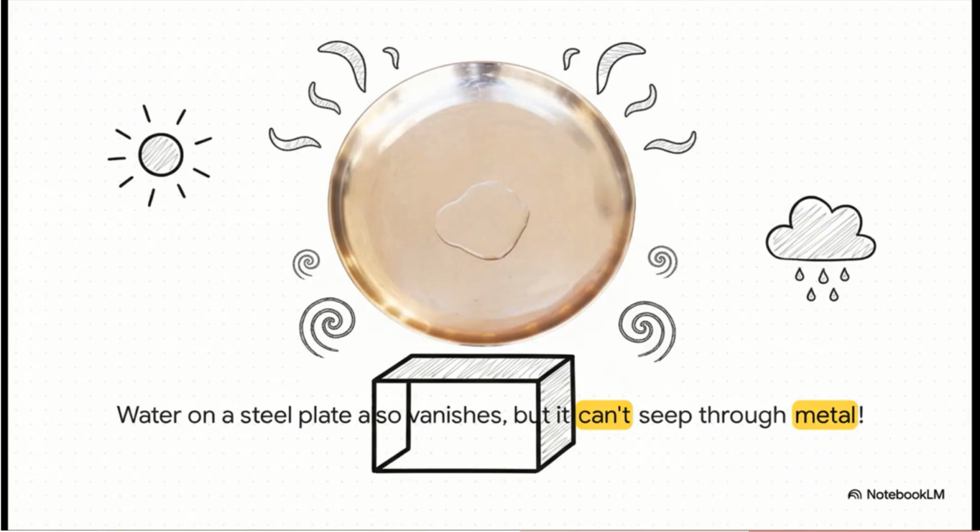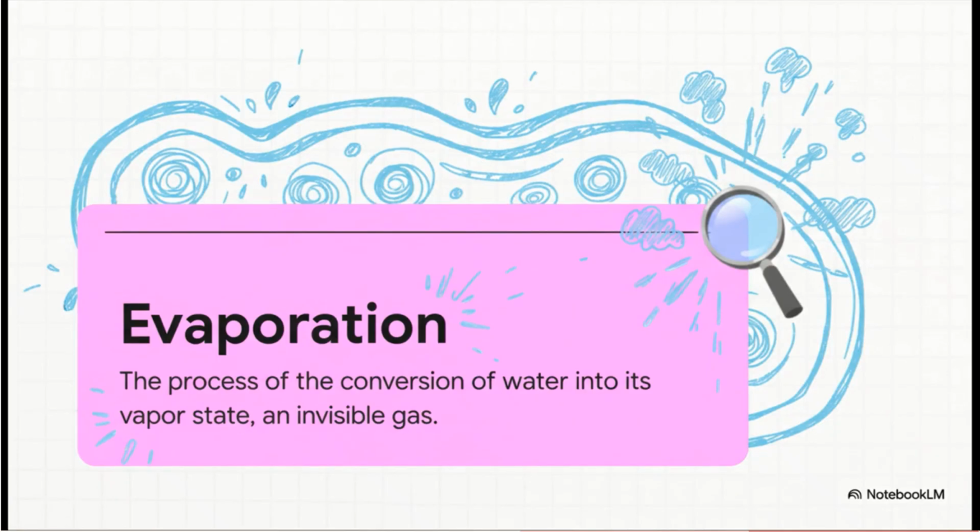Well, we can actually test that idea. Check this out. If you spill a little water on a solid steel plate and just wait a bit, that water disappears too. And we know for a fact it can't be soaking through solid metal, right? So something else has to be going on here. And that something else has a pretty cool name: evaporation. What happened is the liquid water basically turned into an invisible gas called water vapor and just, poof, floated away into the air. So mystery number one, solved.